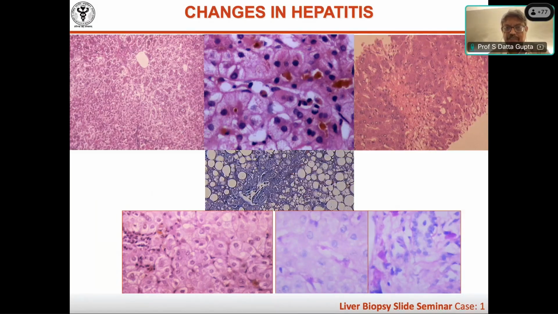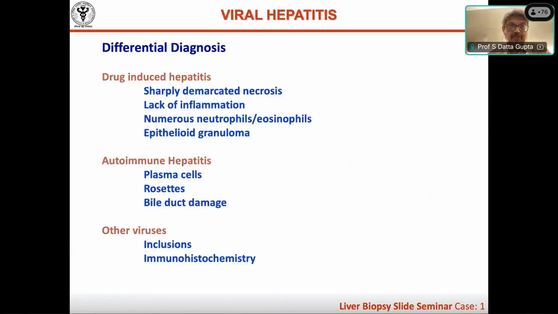The Kupffer cells gradually move towards the portal tract, and ultimately in the portal tract you will find macrophages with diastase PAS material present. You can get fatty change and all. For example, hepatitis D, you get fatty change and so on and so forth. This is what you get in acute, okay? Right? So this change can be seen in drug-induced, autoimmune, other viruses. You cannot make a distinction very easily in this.